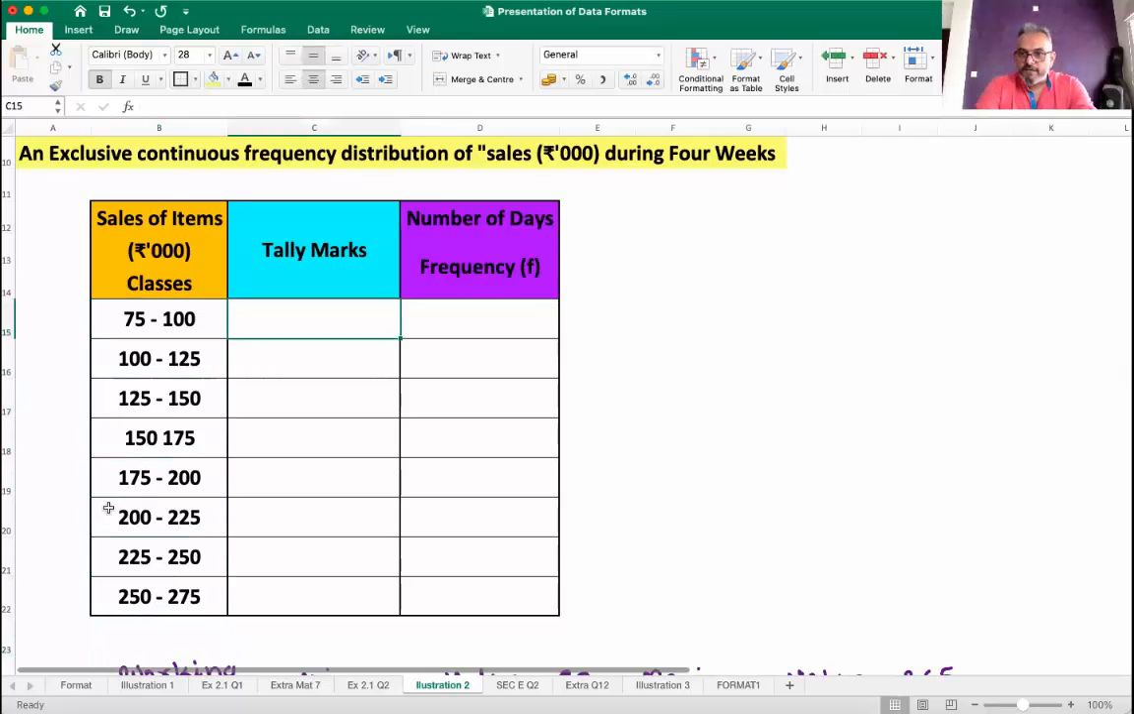You can do it otherwise too. You can take 80 to 105, then 105 to 130, but it looks a bit odd. That's why we have taken 75 to 100.